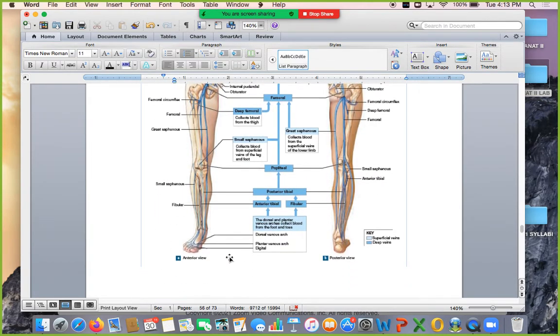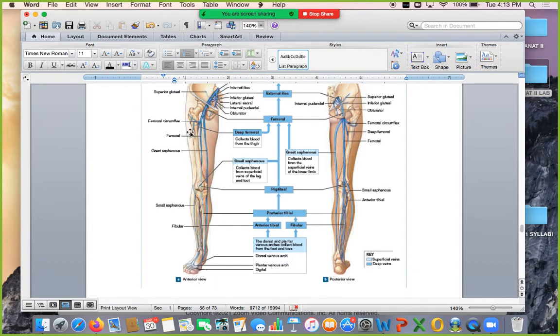Starting at the foot, we have the plantar venous arch and the dorsal venous arch feeding up into the anterior tibial and the fibular, which both feed into the posterior tibial and into the popliteal. From the popliteal, that's the knee one, we're going to feed up into the deep femoral. I also have missed here the small saphenous, which is going to be on the outside, and the great saphenous, which is going to be on the inside, running alongside the femoral, basically the full length of the limb.